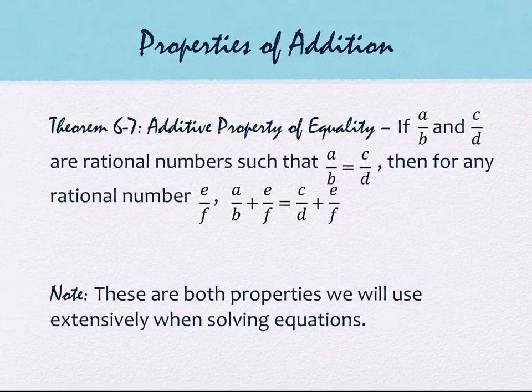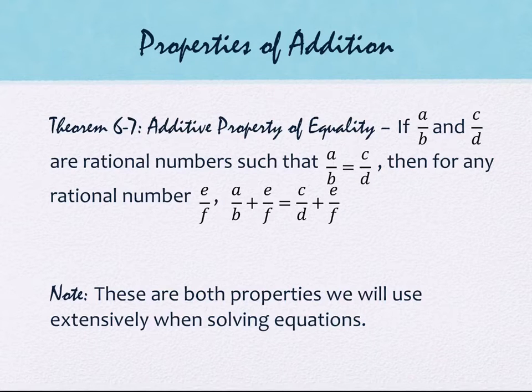The additive property of equality talks about what happens when we have 2 fractions that are equal. So if we have the fraction a over b that is equal to the fraction c over d, it is perfectly acceptable to add e over f to both fractions and they will still be equal because we added the same value to each of them. So we see this used a lot when it comes to solving equations, this idea of additive inverses and additive identities.